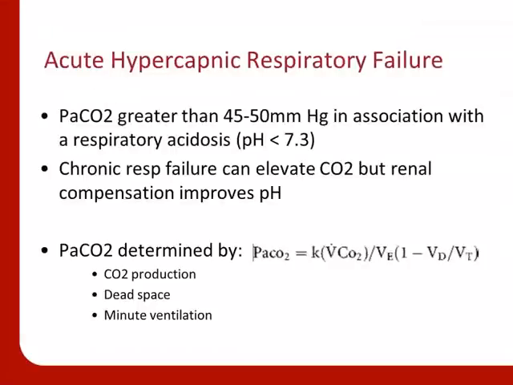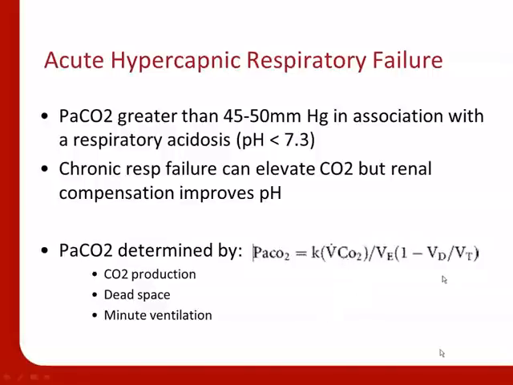So we talked a little bit about hypercapnic respiratory failure earlier, and again, it's a PCO2 greater than 45 to 50 with an acute respiratory acidosis. Chronically, you can have an elevated CO2, but over time, your kidneys compensate and your bicarb goes up, and you end up with a relatively normal pH. From a lung standpoint, there's a couple of things that determine what your arterial CO2 levels are, and it's in that formula there, but the main components are your CO2 production, which can change with increased metabolic load. So sepsis or exercise or cardiogenic shock, any of those things can alter CO2 production.